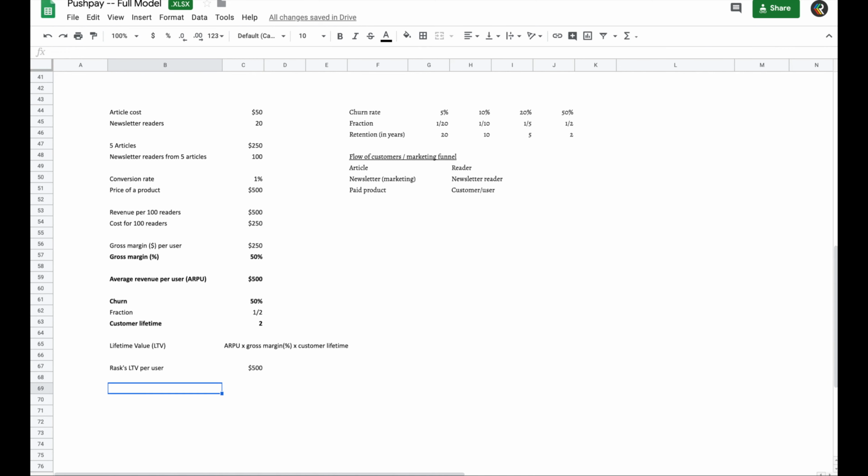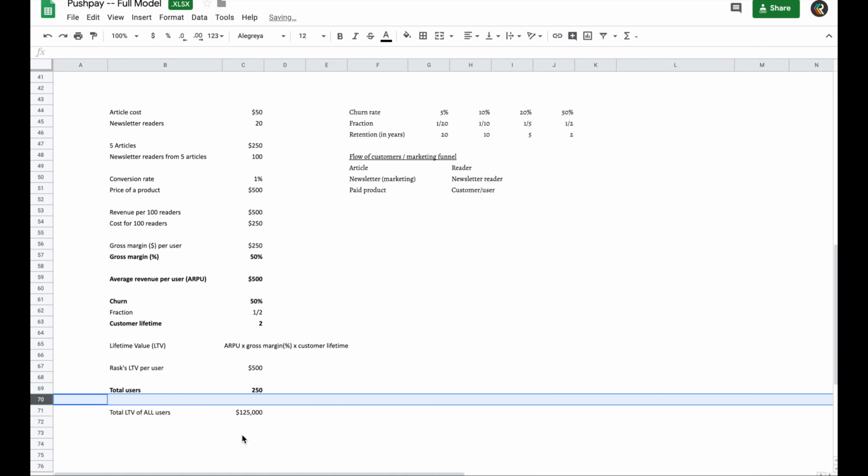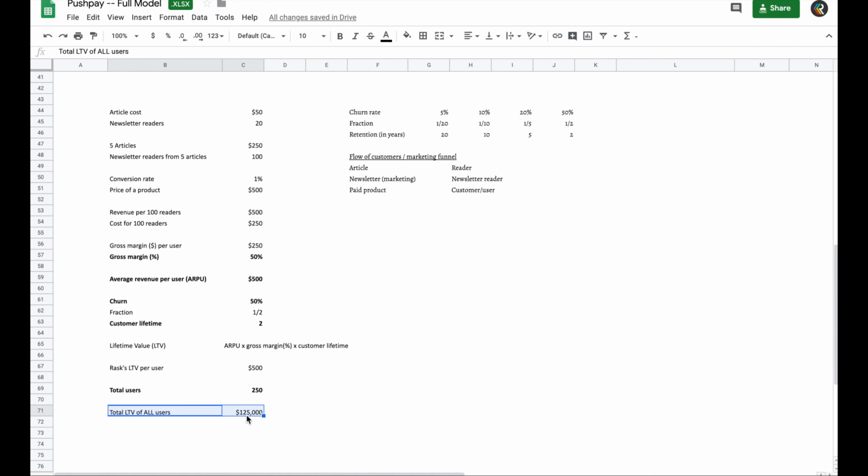Okay, but let's say, just for the sake of it, we have 250 users. Sounds pretty good. That would give us a total LTV of all users, which is obviously the value per user multiplied by the number of users we have: $125,000. So that's what we expect to extract from these customers for the life of the customers, so 2 years from all 250.